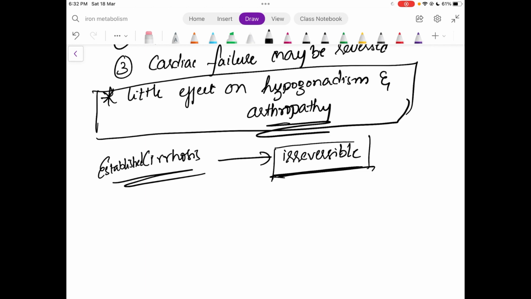This is about hemochromatosis. In part 1, I discussed the biochemical basis and clinical manifestations of hemochromatosis, and in part 2 I discussed the diagnosis and treatment of hemochromatosis. Okay, thank you.